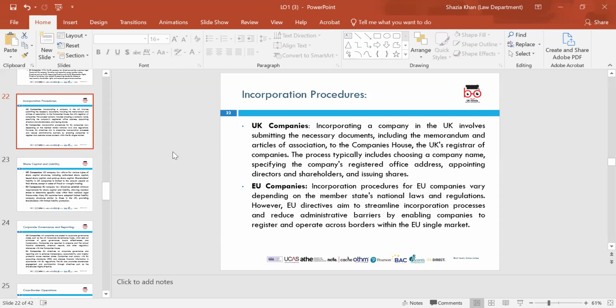issuing shares. And then within the EU, the incorporation procedures for EU companies vary depending on the member states' national laws and regulations. So each member state has different laws and regulations which must be followed. So for the UK, it's Companies House. For any other country, the laws, jurisdictions and regulations will be different, but they must be followed. However, EU directives aim to streamline incorporation processes and reduce administrative barriers by enabling companies to register and operate across borders within the EU single market.